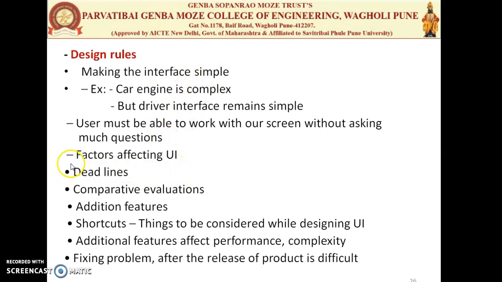So we need to consider the factors which affect your UI. Those factors include different deadlines, comparative evaluations, what you are working on, additional features, and shortcuts, which need to be considered while designing the UI. If you add an additional feature, it affects your performance and complexity, makes fixing problems harder, and makes the release of your product difficult. Why? Because you are adding additional features. Okay, so these are the design rules which you need to take care of while designing a view layer.